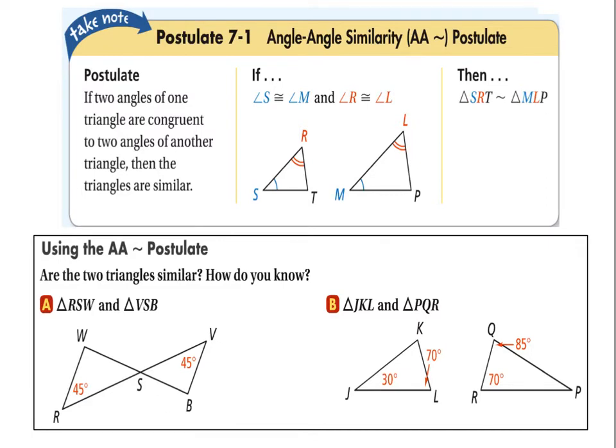What it says, if two angles of one triangle are congruent to two angles of another, then the triangles are similar. So, if two of the corresponding angles are congruent to each other, then the two triangles are similar to each other as well. So what they've said here is angle S is congruent to angle M. Those two are in the same position. Angle R is congruent to angle L. Those two are in the same position. Therefore, if you have two angles that are in the same position congruent to each other, the two triangles are similar to each other.